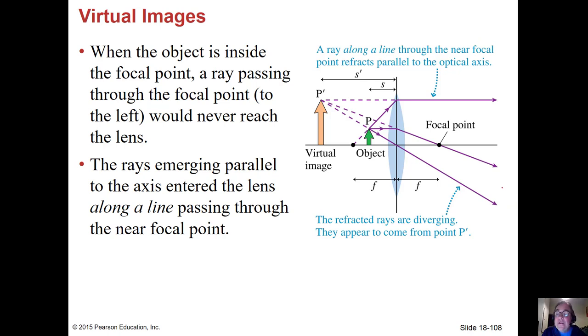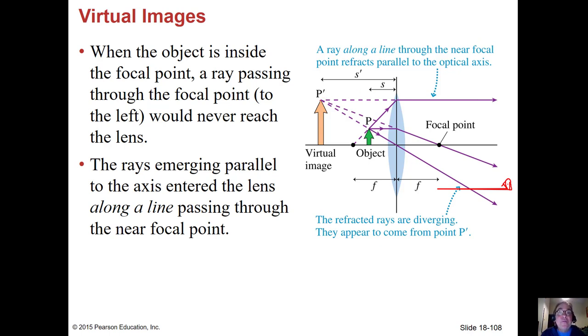So if your eye were over there, your eye would trace those rays back. This one traces back to here, and this one traces back to here. So to your brain, it seems like the rays are coming from here. Then you can look at the third one also. The one that would seem to be coming through the focal point would head out parallel. Same thing, trace it back. So this is where you get a virtual image.